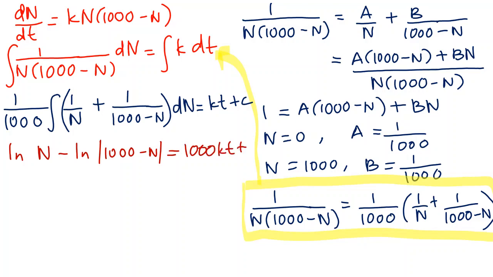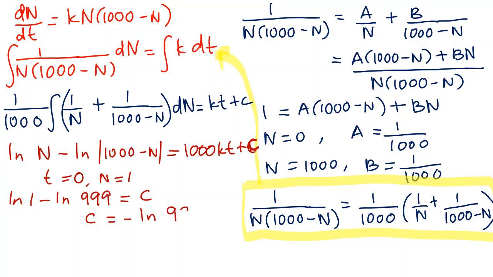kt plus c here. Okay, so from the question we know that when t equals 0, n equals 1, so you will have ln 1 minus ln 999, and this is equal to c. Okay, ln 1 equals 0, so you will have c equals negative ln 999.